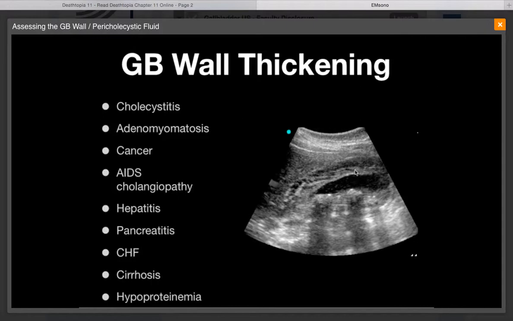Gallbladder wall thickening is a nonspecific finding and can be due to multiple biliary as well as non-biliary causes. The presence of wall thickening cannot be used to make the diagnosis of cholecystitis alone. If you look at the differential here, it ranges from cholecystitis to adenomyomatosis to cancer to AIDS cholangiopathy to hepatitis, pancreatitis, congestive heart failure, cirrhosis, and hypoproteinemia.